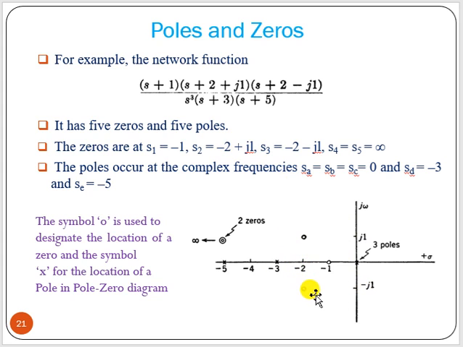And we have poles at minus 3 cross sign, minus 5 cross sign, and we have 3 poles here at the origin, s equal to 0. Okay, but we have 3 zeros. Where are the other 2 zeros? The other 2 zeros must be at infinity. So 2 zeros at infinity. Because the number of poles is higher than zeros, the other zeros go to infinity.